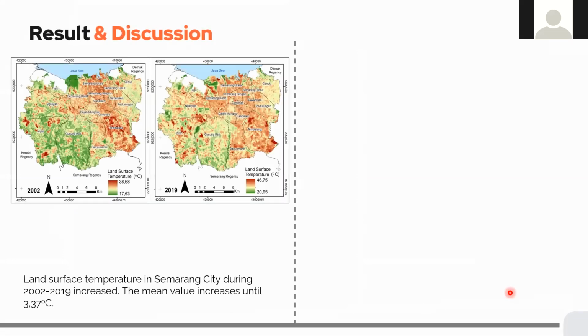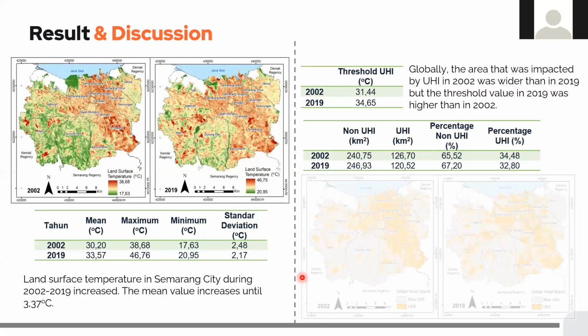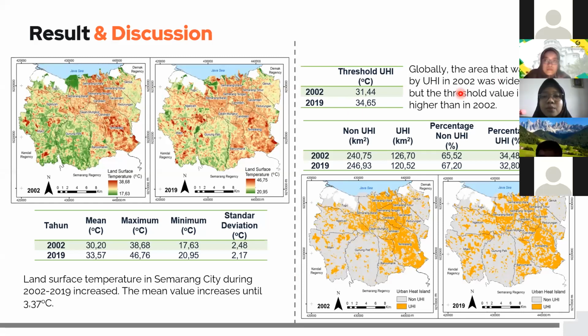The first result is land surface temperature maps. It is found in the maximum and mean values that the mean value increases up to 3.37 Celsius. And then the second result is urban heat island maps. The threshold of urban heat island maps also increased from 31 to 34 Celsius. Globally, the area that was impacted by urban heat island in 2002 was wider than in 2019, but the threshold value in 2019 was higher than in 2002.